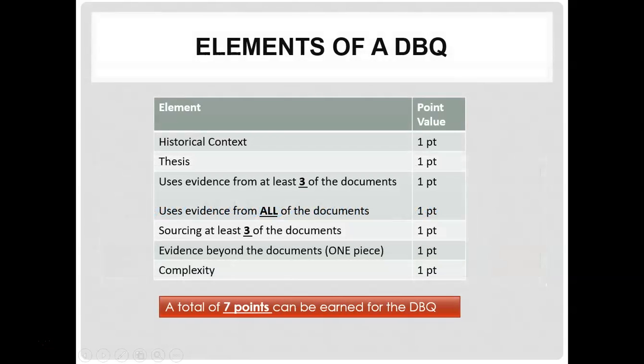So the first thing you need to know is that no matter what kind of DBQ you write, no matter what era, it's all going to be based on the exact same rubric. And the rubric that we use measures these 7 categories: historical context, thesis, evidence, sourcing, evidence beyond the document, and complexity. Now, for the sake of today's video, we are going to be talking about the first 5, and a little bit later on in the semester, we'll talk about the last 2.